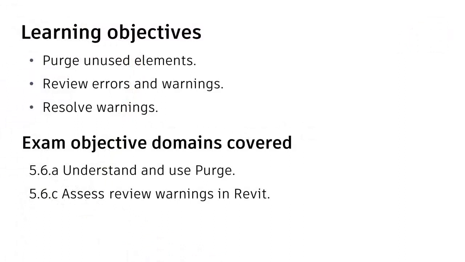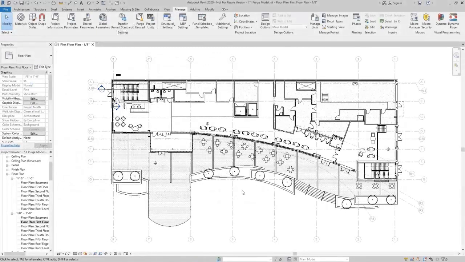For this lesson, we're going to take a look at some tools that we can use to manage our models. We're going to start with purging all the unused elements, and then we're going to follow up with checking some of the warnings that exist in the model and look at some techniques we can use to resolve those warnings. The first thing we want to do is go to our Manage tab. Within the Manage tab, we'll find Purge Unused.